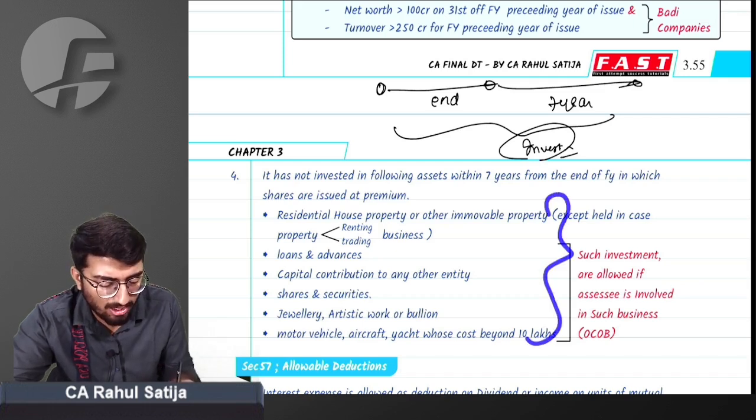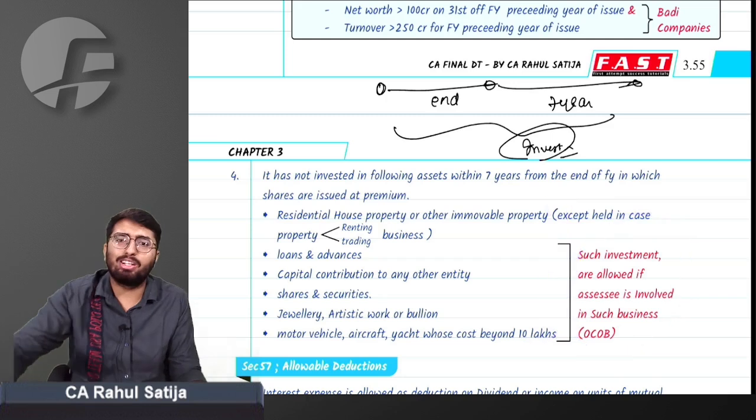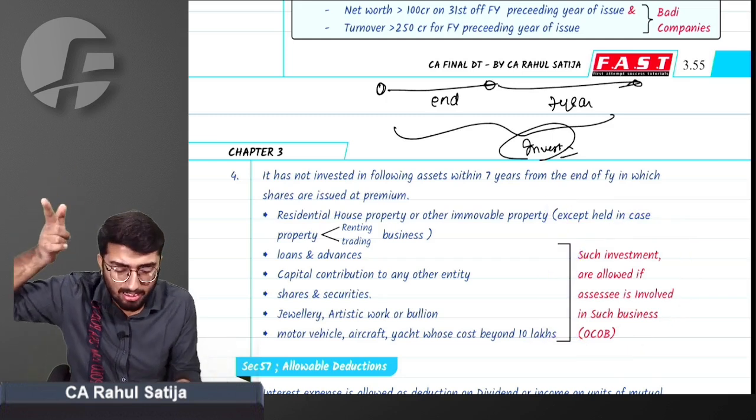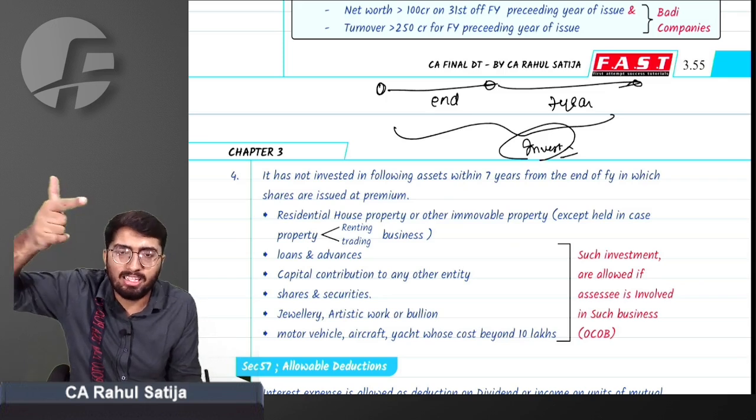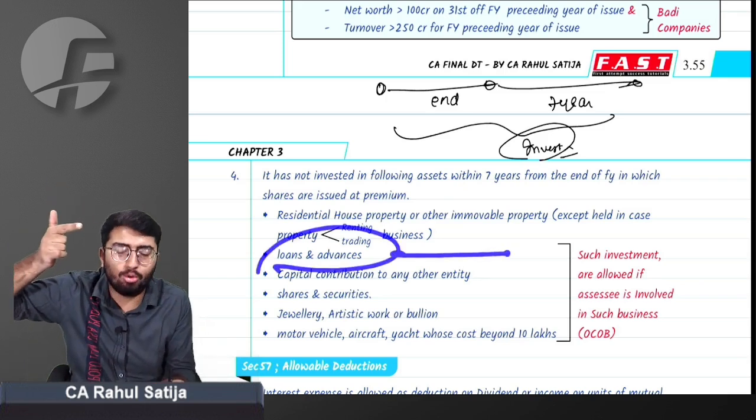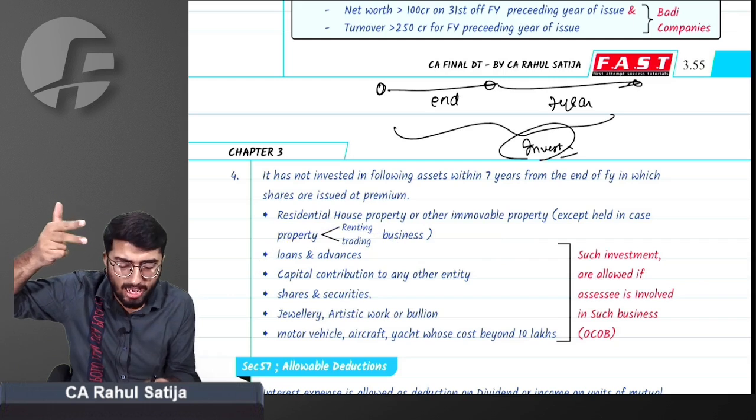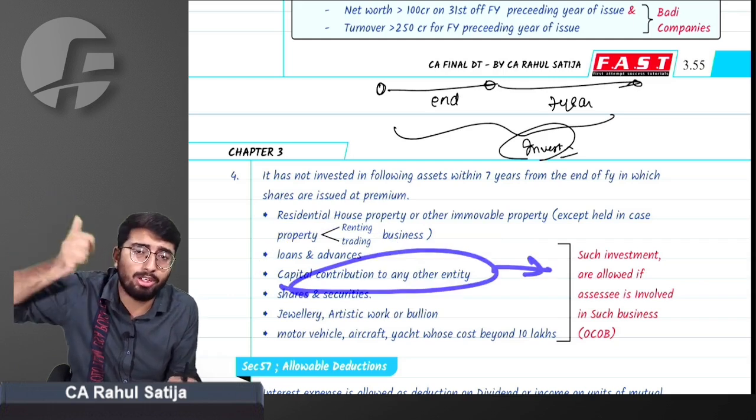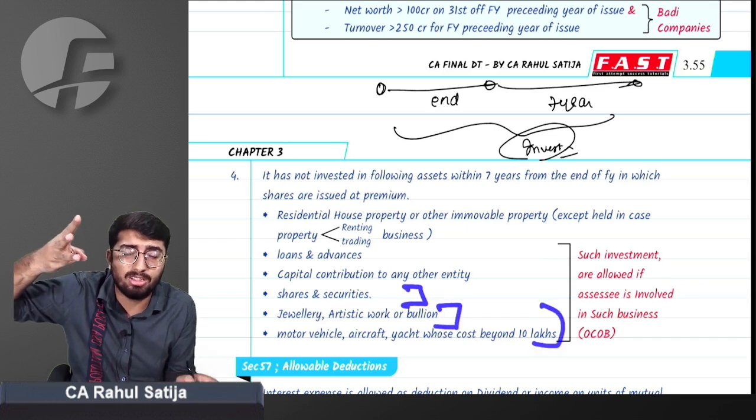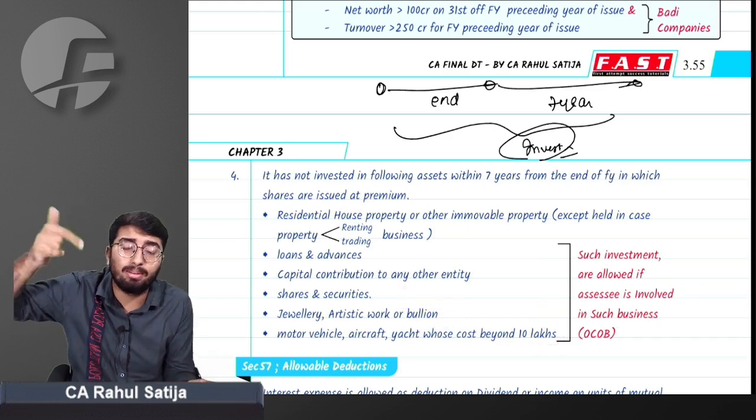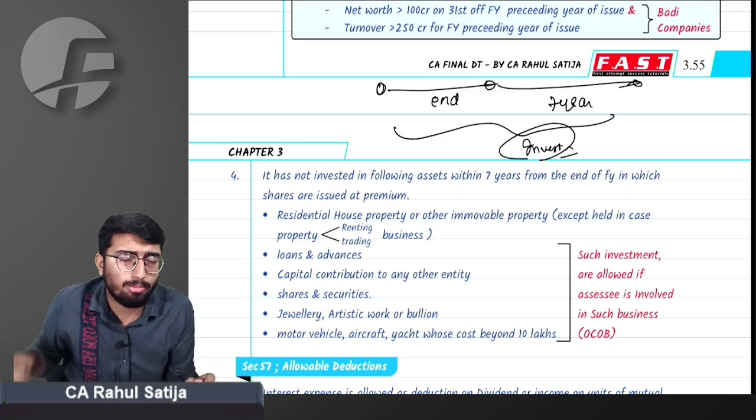But all these things are allowed if done in the ordinary course of business. For example, if the eligible startup has a business of renting immovable property, then they can buy property. If it has a business of giving loans and advances, they can give loans. Otherwise, they cannot. If it has a business of contributing to other entities, share trading, jewelry, or motor vehicles, then they can do that business. They can buy these assets. Otherwise, they cannot buy these assets.